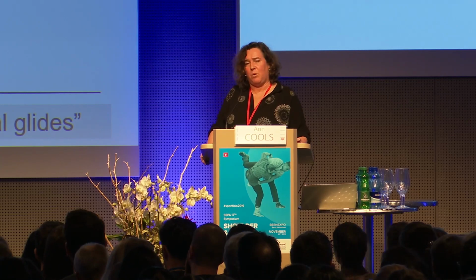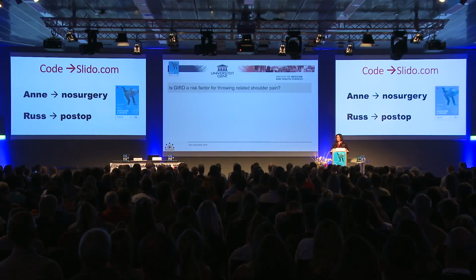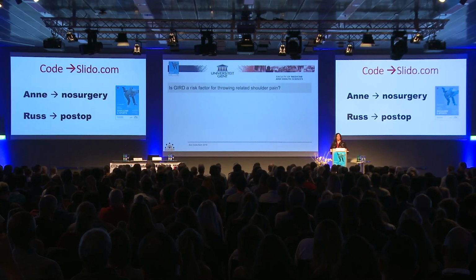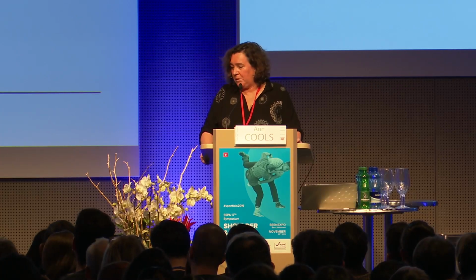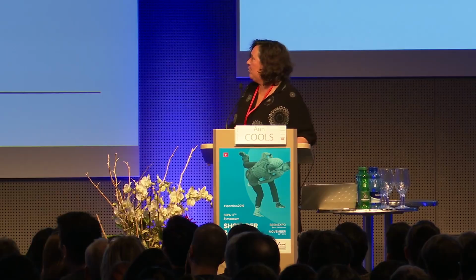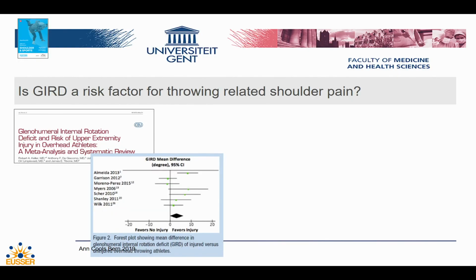But then the question is, is GIRD so important in that population? Is GIRD really a risk factor for throwing-related shoulder pain? Well, as a matter of fact, there is no consensus at all about that, because when we look at this systematic review, you see that some studies indeed say that people with GIRD are prone to more injury, but there are studies that show even the opposite, that GIRD would be protective against injury, and there is no consensus to say that GIRD is indeed a risk factor.